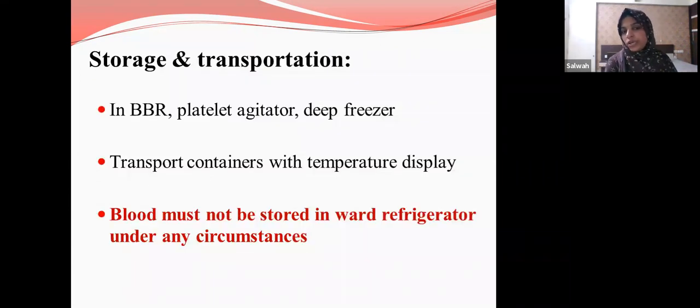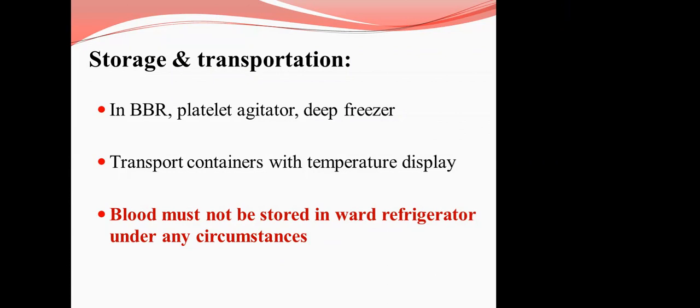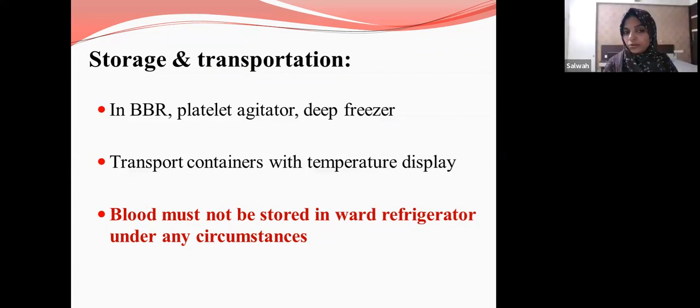Now, how are they stored and transported? Usually, whole blood and PRBCs are stored at 2 to 6 degrees Celsius in blood bank refrigerators. And they have a shelf life depending upon the anticoagulants used, 35 days or 42 days. Now, platelets are stored at room temperature to maintain the function of the platelets and the coagulation activity.